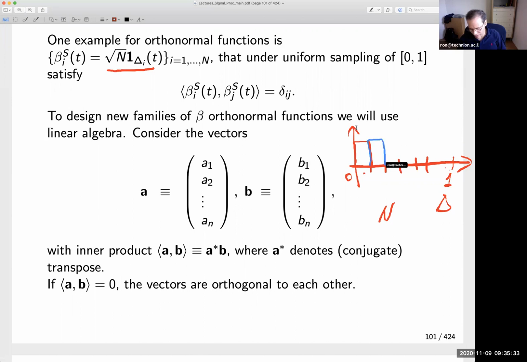Beta 3, I will plot it in green, would be that guy, etc. So each beta would have a support on delta I, on this interval, which is delta with size delta divided by capital N. And this would be the support, and it would get a constant value at the top and 0 elsewhere. Now, in order for my beta to be orthogonal to one another, I need the inner product to be identical to the Kronecker delta.